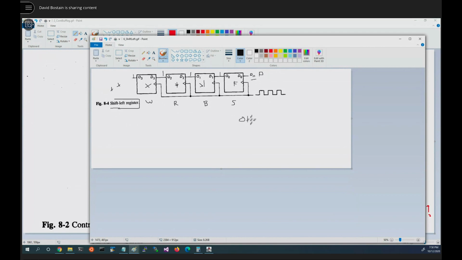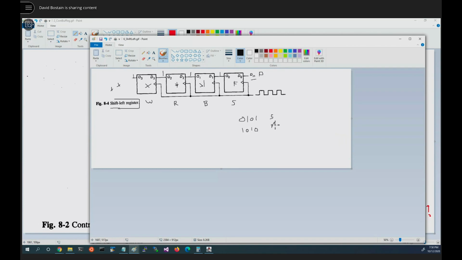Because remember, if we have a number like this and we're working in regular unsigned values and we shift it 1 position to the left and we moved in a 0, we have effectively multiplied this number by 2. That's the number 5.